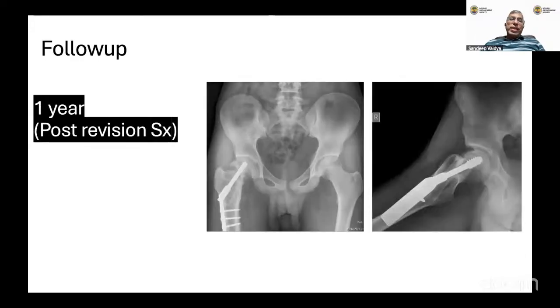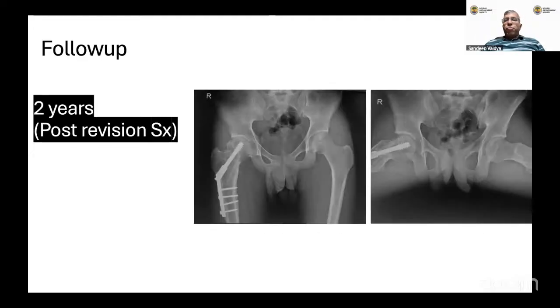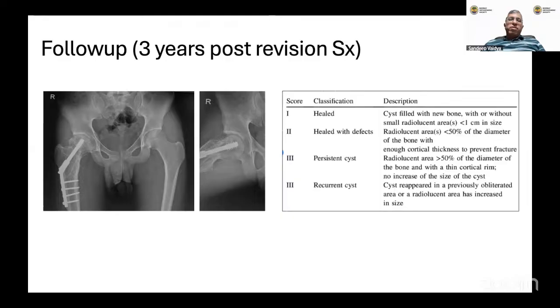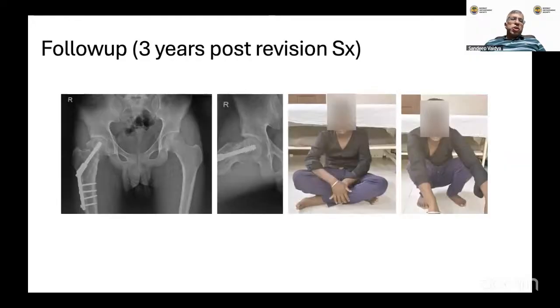This is 1 year post revision surgery, and at this stage we were still worried that maybe we might land up with AVN, and you can still see some void on the superior aspect of the femoral neck. This is 2 years post surgery, and finally this is 3 years post surgery. So the child is doing pretty good. If you classify this healing, I would classify this probably as a type 2 healing with a radiolucent area less than 50% of the diameter of the bone with enough cortical thickness. And these are the functional results. So overall, the child is doing quite well.